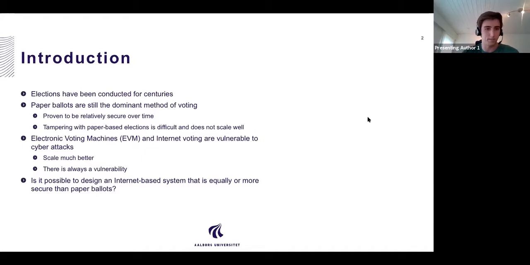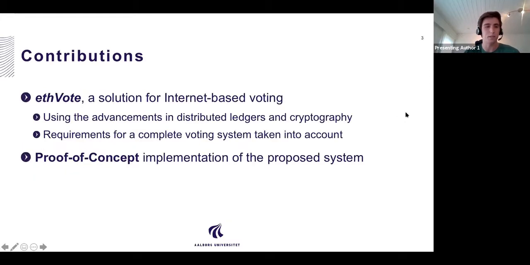So we thought, is it possible to design such a system anyway that is based on the internet, and can it be equally secure or even more? The core contribution of this paper is a prototype titled ethVote. We used the advancements in distributed ledgers and cryptography, and also present an entire list of requirements that are needed for a complete voting system to be considered secure. We also provide a proof of concept implementation of the system that we propose.